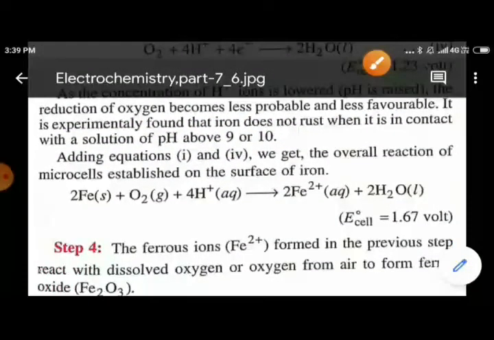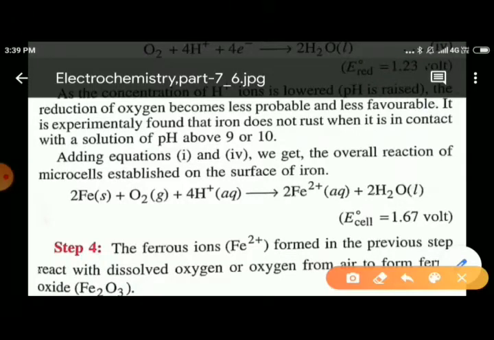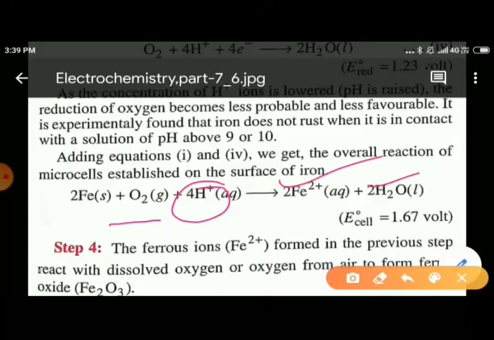If we add both half reactions, that is oxidation half reaction and reduction half reaction, then we get 2Fe plus O2 plus 4H plus ion react to form ferrous ion and water molecule. So here the standard cell potential is found to be 1.67 volt.